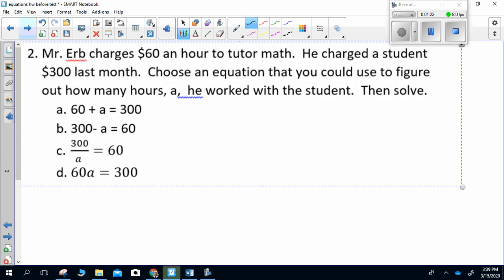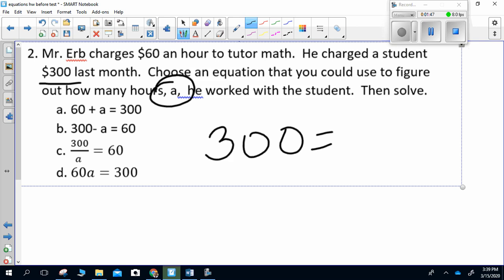Question 2. Mr. Erb charges $60 an hour to tutor math. This is true. He charged a student $300 last month. Choose an equation that you could use to figure out how many hours A he worked with the student, then solve. So we're trying to find out how many hours he worked. We know that he was paid $300. So that's our total. And that's equal to, and then every hour he makes $60. So it's going to be $60 times every hour that he works is equal to 300.